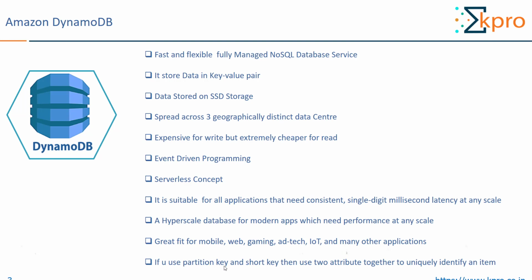If you use a partition key, we'll see that, if you use a partition key and a sort key, then you use two attributes together to uniquely identify an item. It's very simple to create a primary key on a single column, or a composite primary key on more than one column.